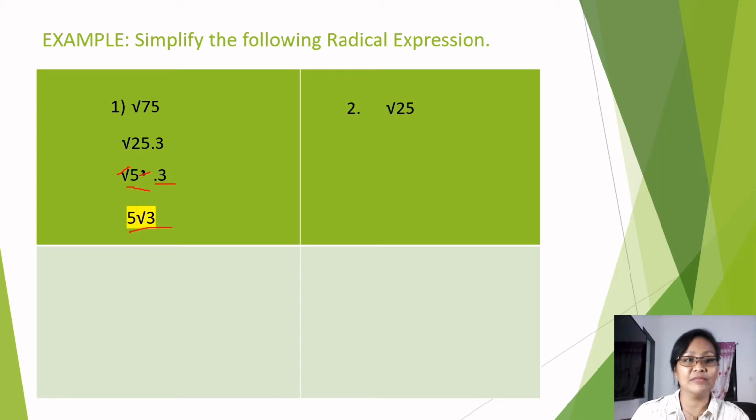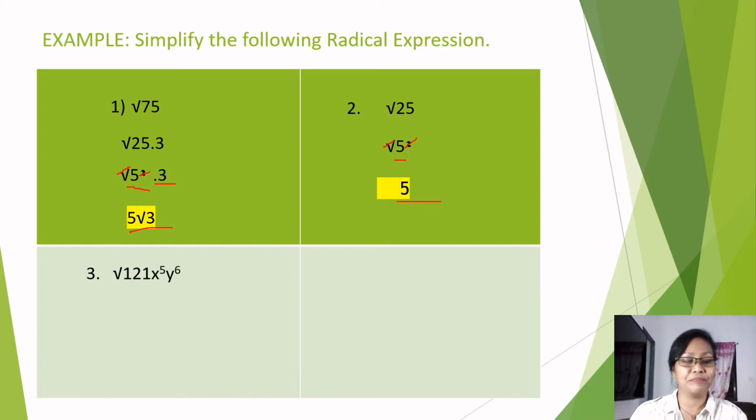Number 2, we have square root of 25. 25 is a perfect root, so we can write it in exponential form, 5 squared. Extract the root. If there's nothing written in your index, that means 2. So since the index is 2 and the exponent is 2, then it is a perfect square. Then our final answer is 5.